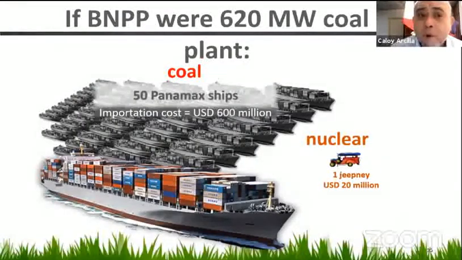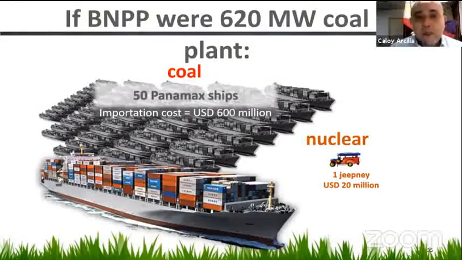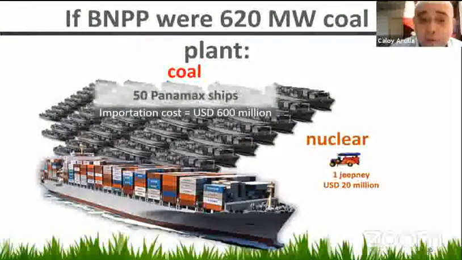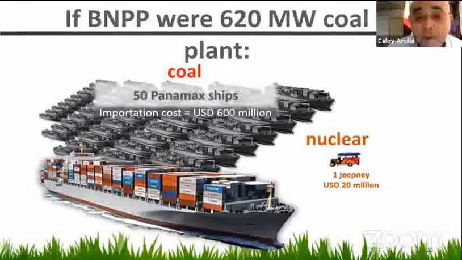If the Bataan Nuclear Power Plant continued as nuclear, the nuclear fuel will last 18 months, and all the fuel will fit in a jeepney. The cost will be something like $20 million for 18 months. But if it were a 620 megawatt coal plant, the coal would have to be imported. The importation cost for that, 50 Panamax ships, a Panamax ship hosts about 50,000 tons, will be $600 million.